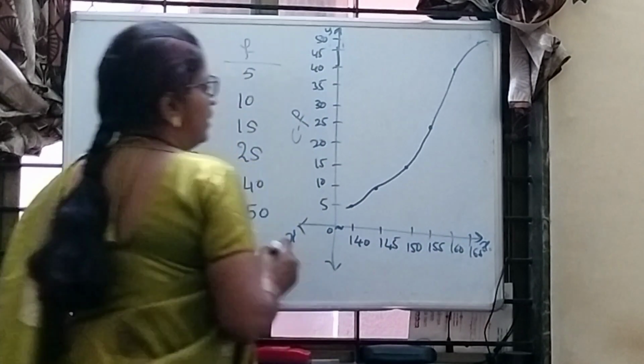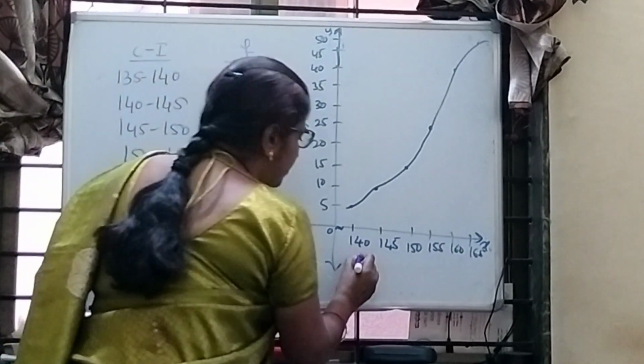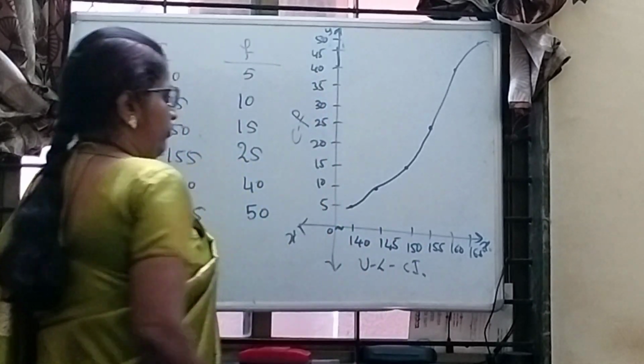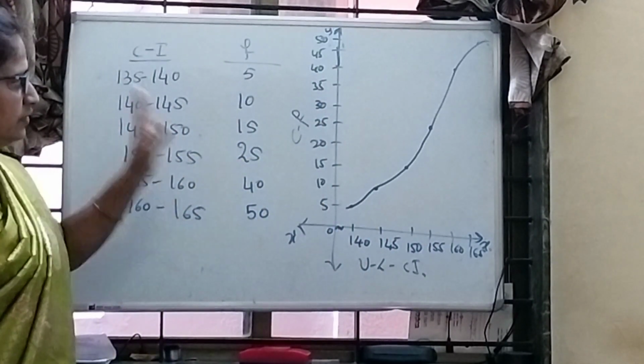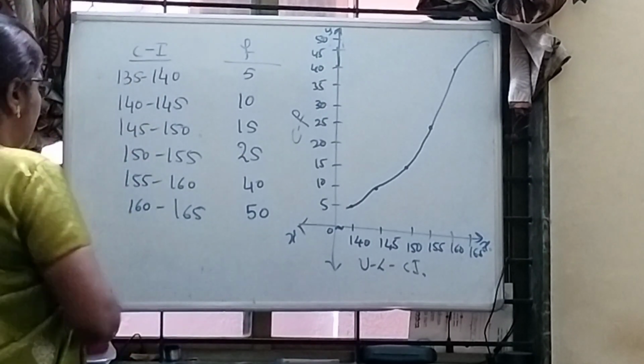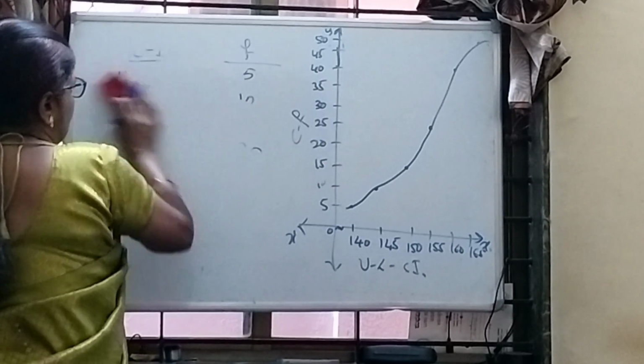This you get as an ogive, children. If you do this much, you can write upper limits of class intervals and cumulative frequency on the axes. You will be getting 3 marks. So we completed the question paper of the year 2022 April question paper.